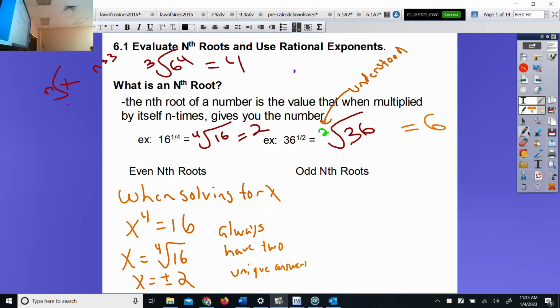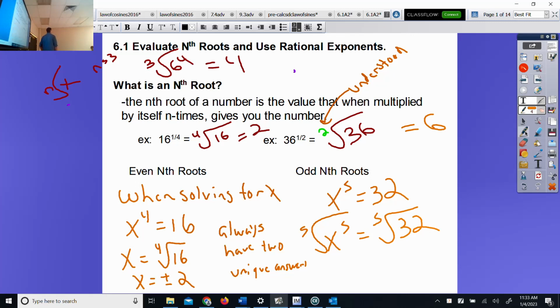An example of using odd nth roots would be to do something like x to the 5th is 32. What's the opposite of the 5th power as far as radicals are concerned? 5th root. There's 2 ways of doing this. I'll teach you exponents in a minute. But you take the 5th root. And there's only one way to get 32 when you multiply something together 5 times.